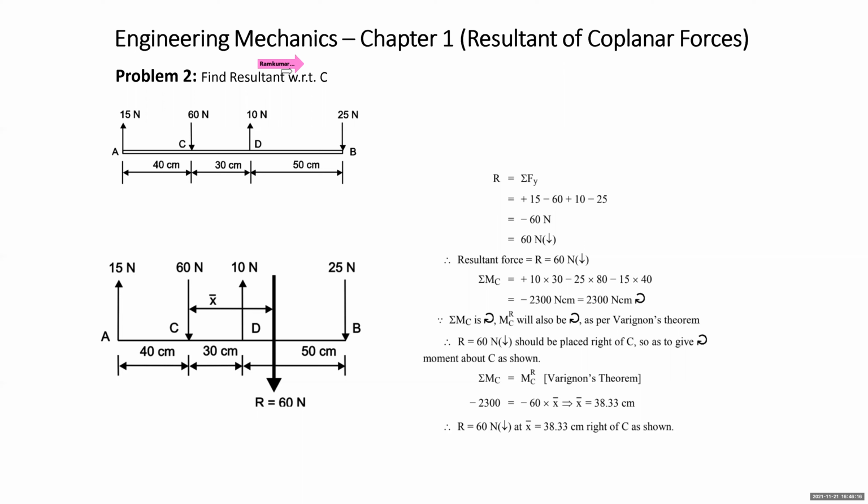Clear? Now, as forces are parallel to y-axis, R is going to be sigma F. Can you see that here? Now, let's summarize. 15 Newton up, positive. 16 Newton down, negative. 10 Newton up, positive. 25 Newton down, negative. We have summed them up. What it comes? Minus 60. Minus means what? It is downward. Hence, resultant force is what? 60 Newton down. With this, you got magnitude of resultant, you got direction of resultant.